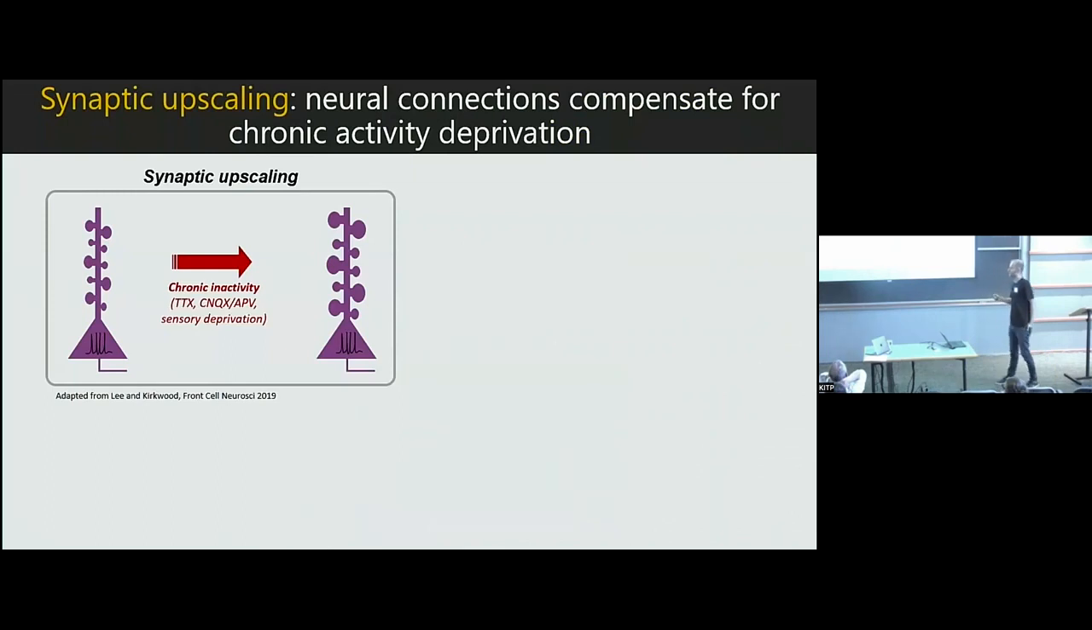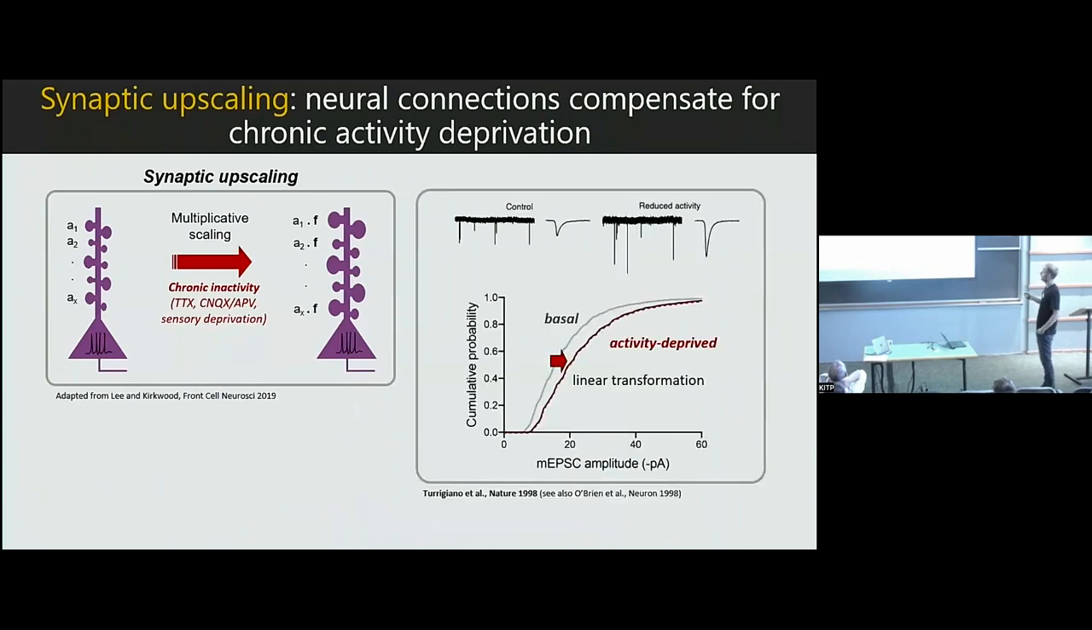And later on, it was also shown to occur in various physiological or pathological situations, also in vivo, for instance following sensory deprivation. So one key feature of this plasticity that was proposed is that every synapse on the neuron is scaled with the same factor, which led to the concept of multiplicative synaptic scaling, which means that you can linearly transform the distribution of synaptic strength from the basal condition to the activity-deprived situation by multiplying each individual value by the same factor.